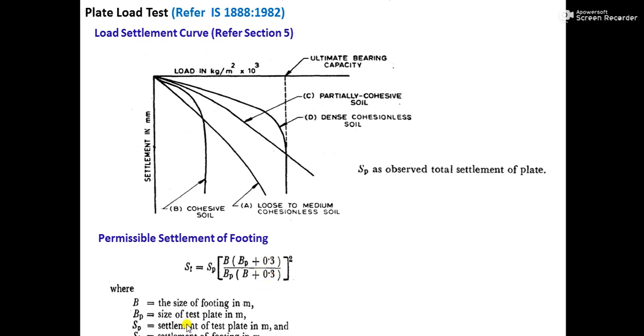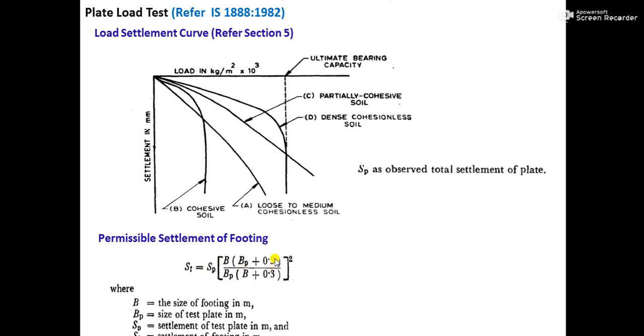Because this total thing is basically dimensionless. You will have to produce a dimensionless quantity, because B by BP, whether you use meter, centimeter, or millimeter, doesn't matter, but the unit of B and the unit of BP should be the same. If you are using meter, it should also be meter. But if you are using 0.3 in this formula, this is a constant value in this formula, then you must remember your BP and B should be in meter only.